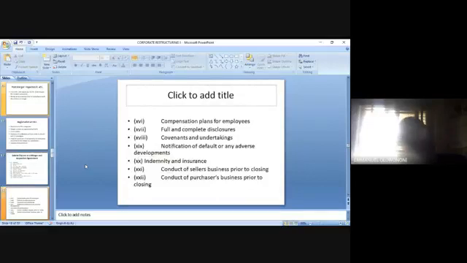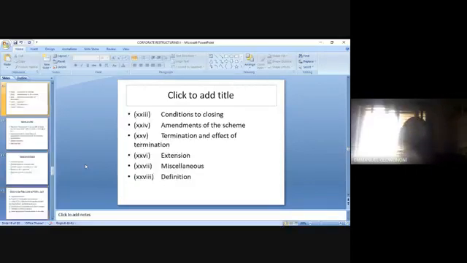Are we going to retrench? What will be the outcome? Full and complete disclosure, covenants and undertakings, notifications of default, indemnities and insurance, conduct of seller's business prior to closing, and conduct of purchaser's business prior to closing. The conditions to closing, amendment of the schemes, termination and effect of termination, issues of dispute resolution, and maybe there's need for arbitration, extension, applicable law, miscellaneous, and definitions. All these are to be included in a merger scheme.